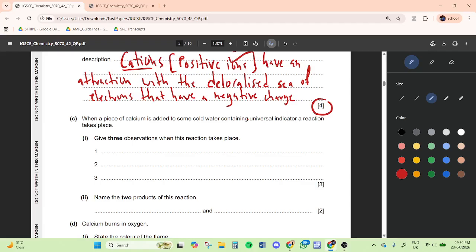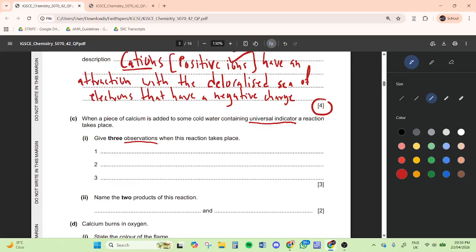This is another fun question that a lot of IGCSE questions ask. Give 3 observations when a piece of calcium is added to some cold water containing universal indicator. So this is important. So you have a universal indicator in place. A reaction takes place. Give 3 observations. So this word is very important.